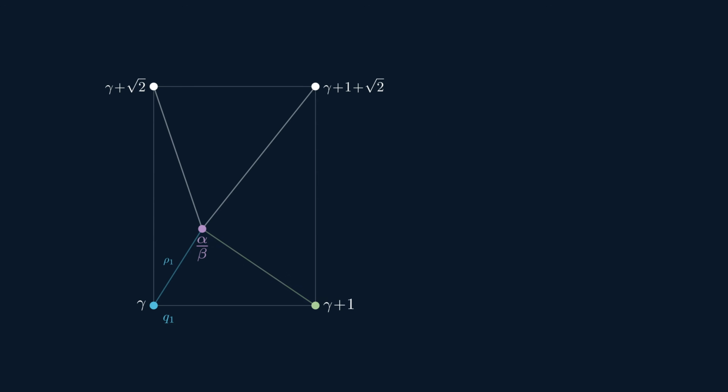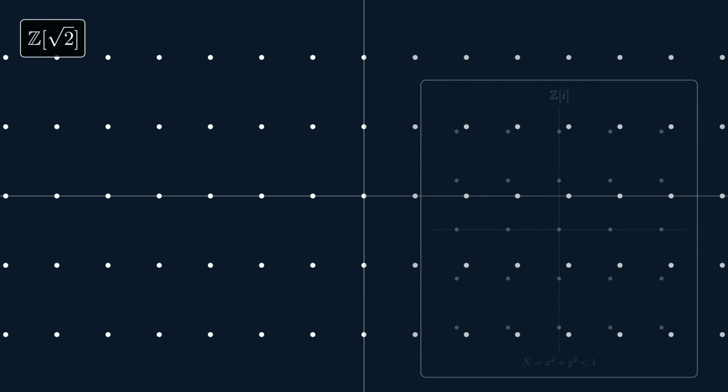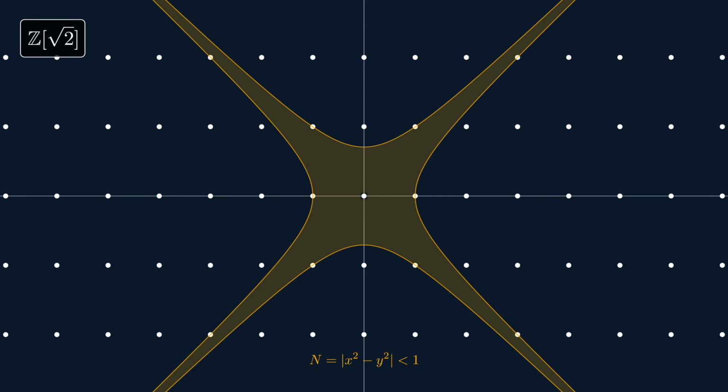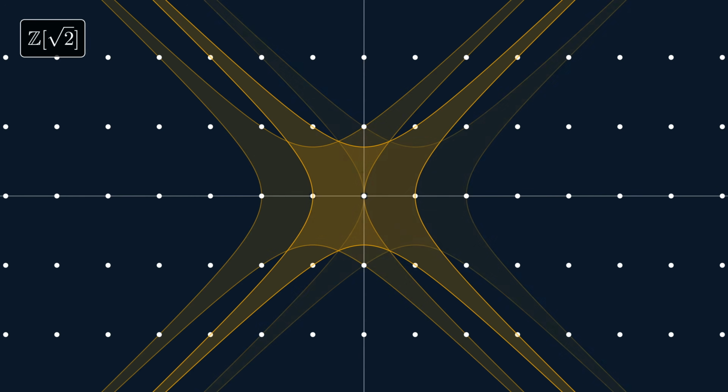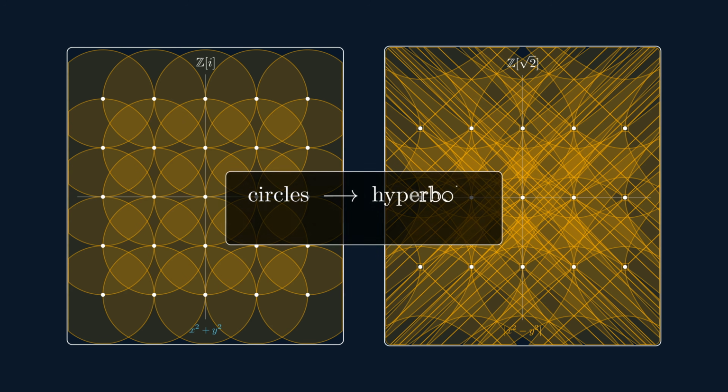If we slide the point around, we can find a position where 4 different lattice points are valid quotients, not just one. So again, the quotient is not unique, but it exists, and that's what matters. Now in Z[i], the norm being less than 1 carved out a circle. Here it carves out a hyperbolic cross, a region between 2 hyperbolas. Now we can draw one around every lattice point and observe that they overlap, covering the entire plane. And so this covering of the entire plane by these hyperbolic crosses will imply that Z adjoining root 2 is Euclidean. But not every real quadratic extension of the integers passes this test.